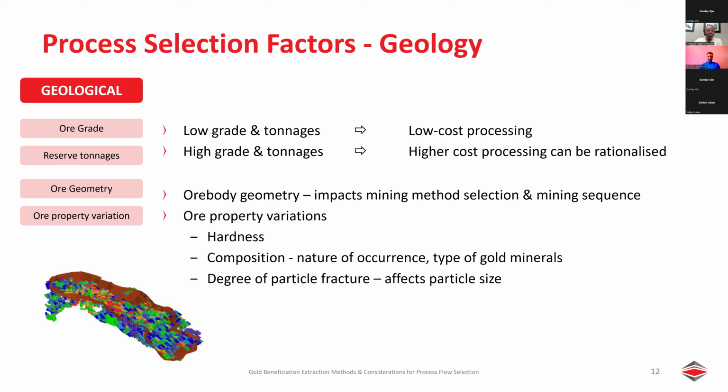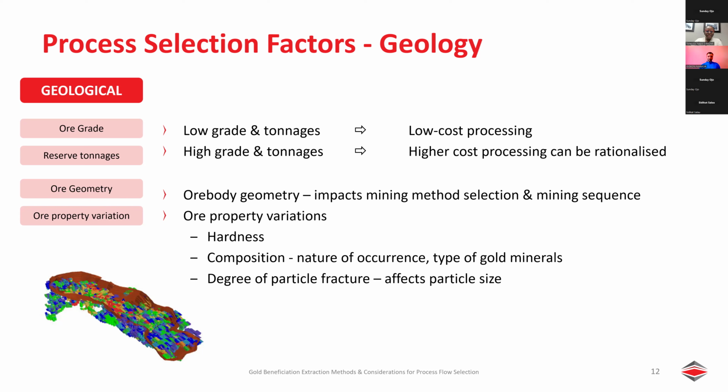Okay, then getting to the ore body geometry, this has to do with the shape and the spatial arrangement of the gold-rich ore. And this will have an impact on the mining method that you select and the mining sequence. So the shape of the ore body can affect essentially how much gangue material is transferred to the plant along with the gold from the reef belt.